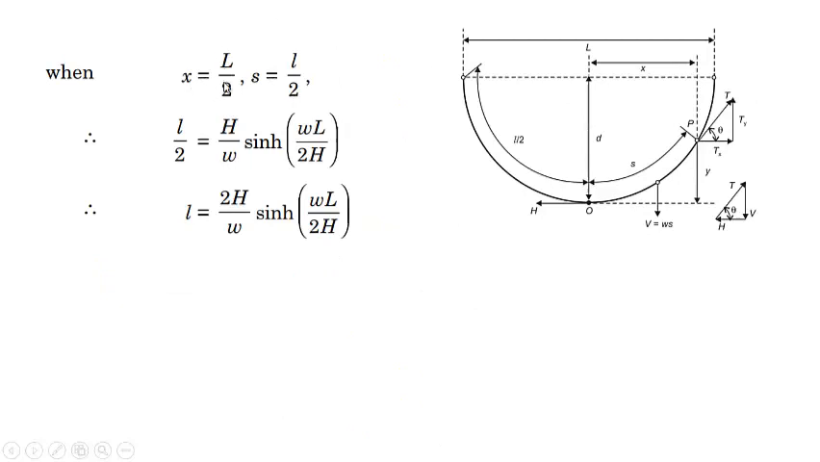So at x is equal to L by 2, s is equal to small l by 2, because s will increase to this point. That means this will be L by 2. So l by 2 is equal to h by w sine hyperbolic wL by 2h. Multiplying this equation by 2, I get l is equal to twice h by w sine hyperbolic wL by 2h. This is the total length of the conductor, which is actually hung from this point to this point.